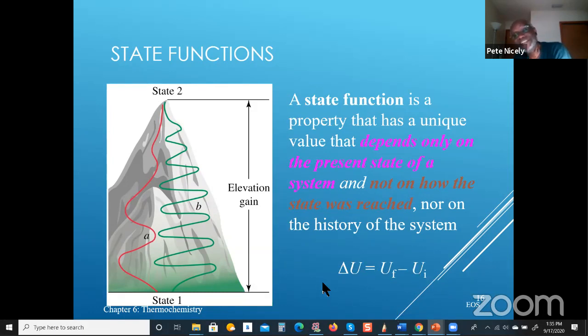So as indicated right here, the change in internal energy of a system is simply equal to the final internal energy value minus the initial internal energy value. All right.